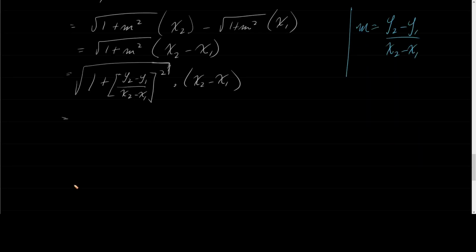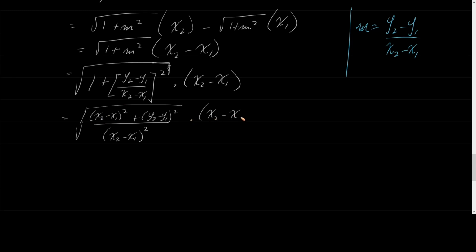All right. What else can we do here? In here, common denominator. The common denominator here is x sub 2 minus x sub 1 quantity squared. So x sub 2 minus x sub 1 quantity squared. The second piece is just y sub 2 minus y sub 1 squared. And this first piece, well, I'm going to have to multiply by this denominator. So it's x sub 2 minus x sub 1 squared. And then we have this times x sub 2 minus x sub 1.